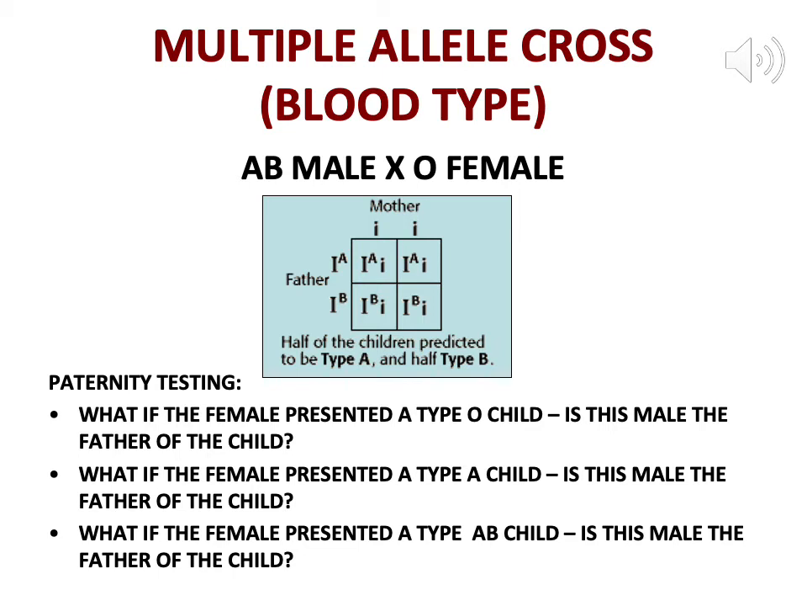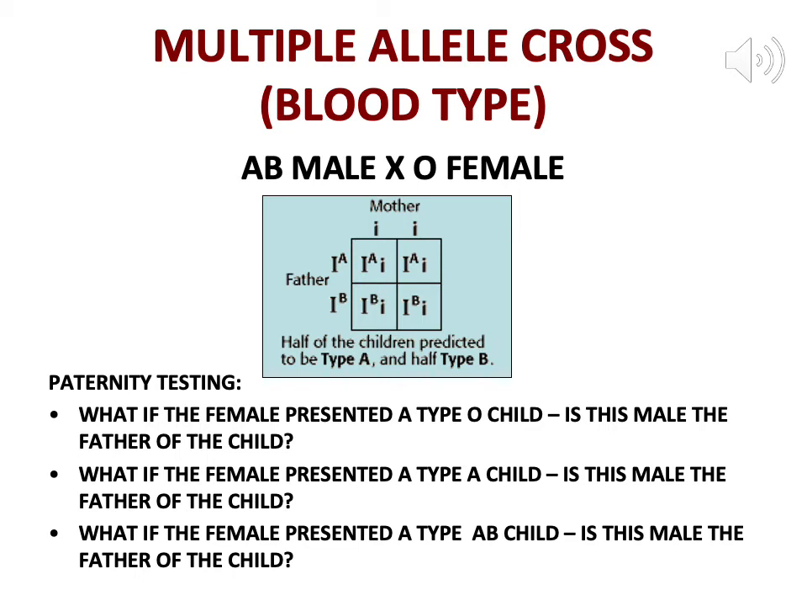What if the female presented a type O child? Is this male the father of the child? Well, I'm looking at the Punnett square. If that child is type O, it's going to be little i, and I do not see a little i on that Punnett square. In order for him to be the father of that child, he would have to have at least one lowercase i to contribute.